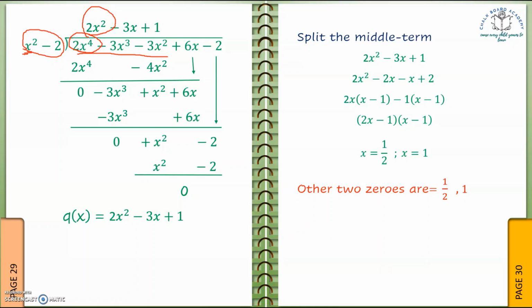x square multiplied by 2x square becomes 2x raised to the power 4. So here we get this. Now 2x square is multiplied by minus 2. Minus 2 into 2, that is 4. So minus 4x square, we got this.